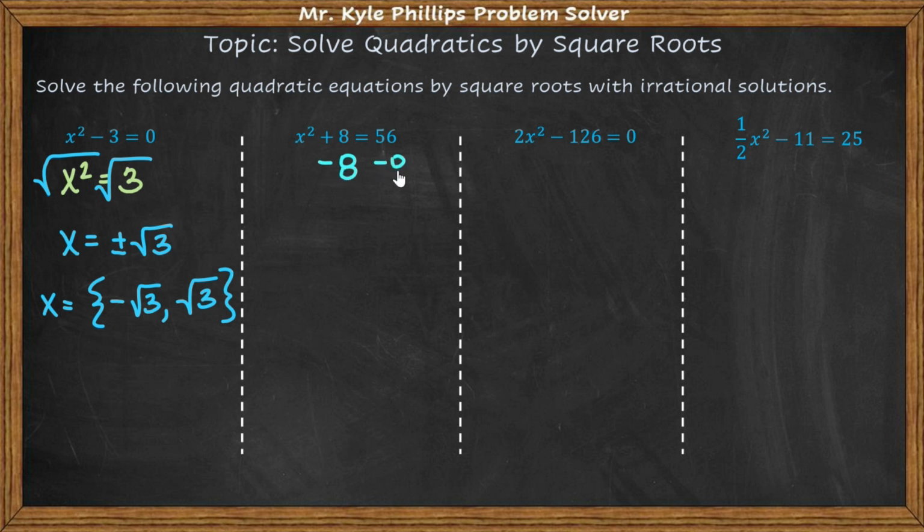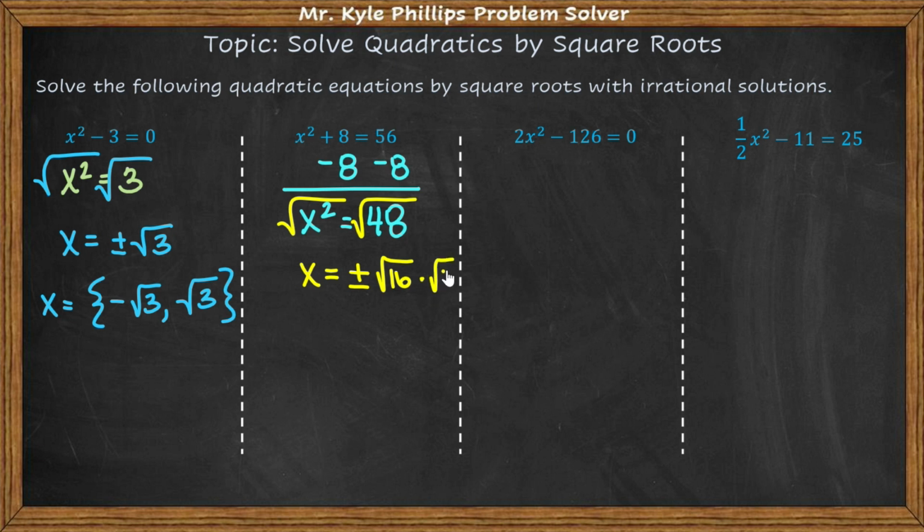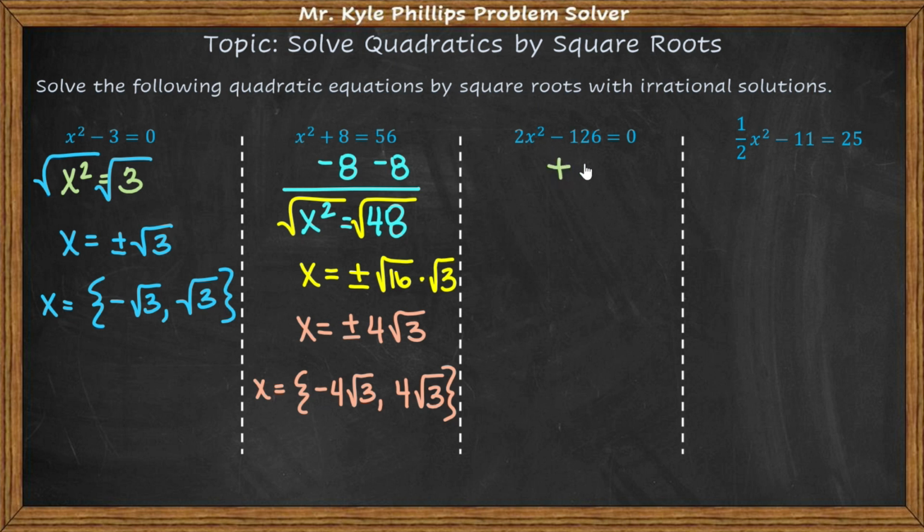So here we'll subtract 8 from both sides, and then 56 minus 8, that's going to give us 48. And we'll take the square root here. Now, the square root of 48. When we're simplifying here, we want the largest perfect square that can go into 48, and that's going to be 16. So here, this is really the square root of 16 times the square root of 3. And we know the square root of 16 is 4. So this is x equals plus or minus 4 root 3. So if I had to write it in my braces, this would be negative 4 root 3 and positive 4 root 3.